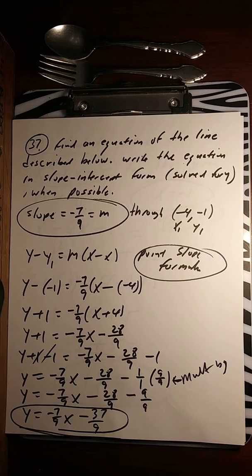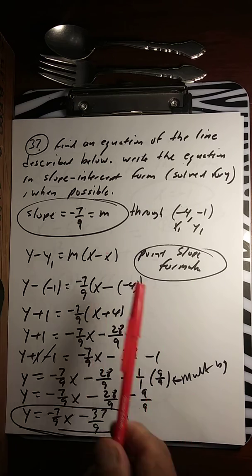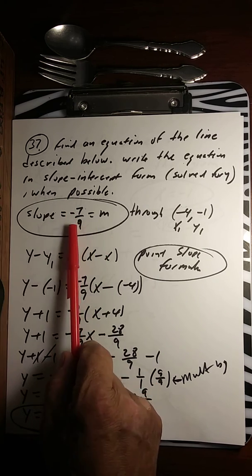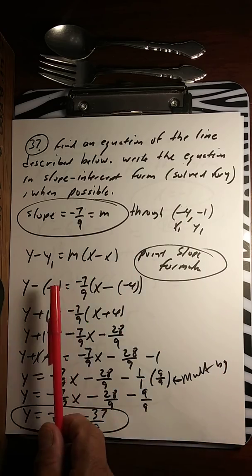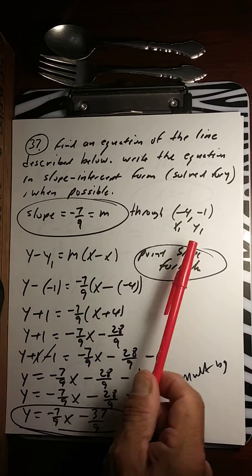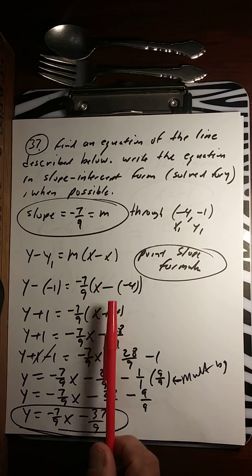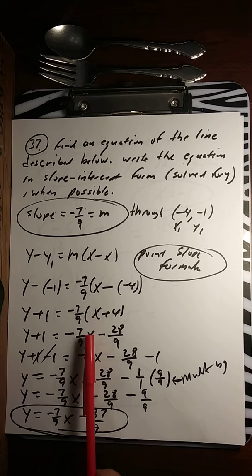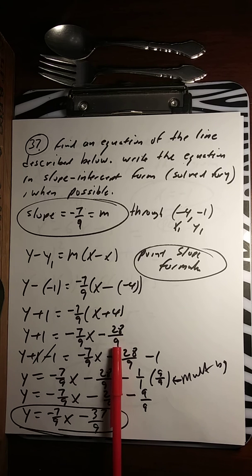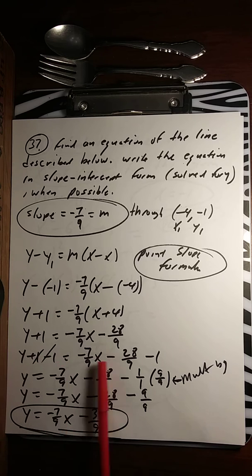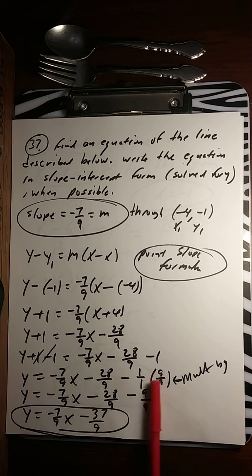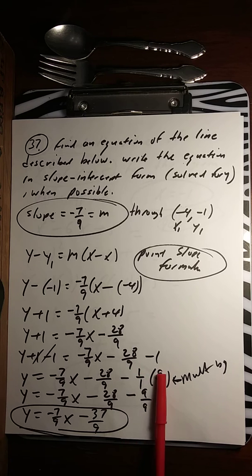Find the equation of the line described below. Write the equation in slope-intercept form. Solve for y when possible. Slope is negative 7/9, through the point negative 4 and negative 1. So let's put the numbers in here. y minus y1 equals the slope times x minus x1. Negative times negative is positive. So you have negative 7 ninths times x is negative 7 ninths x, and negative 7 times 4 is negative 28 over 9. Now minus 1, so we need to change this. Multiply by 9 over 9. So we have y equals negative 7 ninths x, and negative 28 minus 9 is negative 37 over 9. So there's the answer right there.